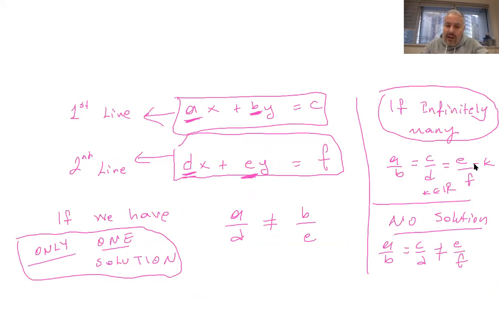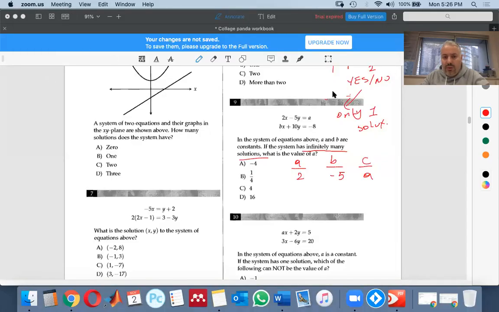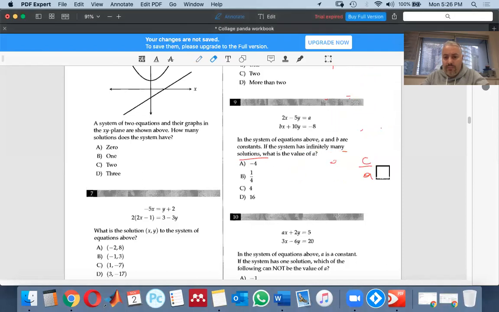I am writing A, B, C. What is A here? 2. What is B here? -5. What is C here? There's no screen. You can't see? Okay, 1 minute. Let me write from the beginning then. Now, if I say A, B, C, what is A here? Is it 2? Yes or no? Yes. What is B? -5.